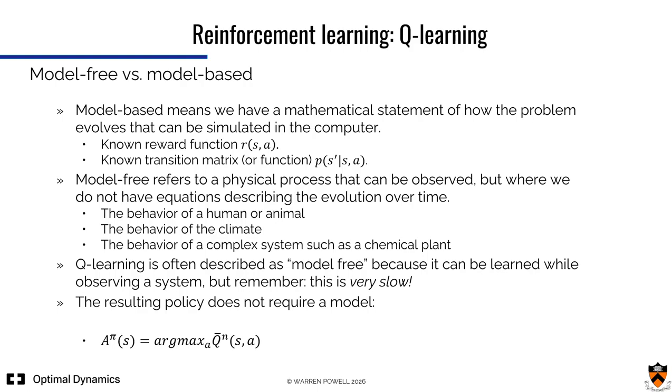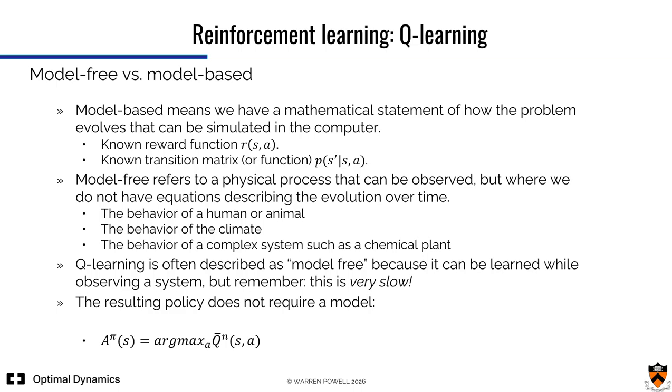Now, the CS community loves to talk about model-free versus model-based. Model-based means we have a mathematical statement of how the problem evolves that can be simulated in the computer. If you're using a computer simulation, you have a model of the problem. The one-step transition matrix is part of the model of the problem, as is the reward.